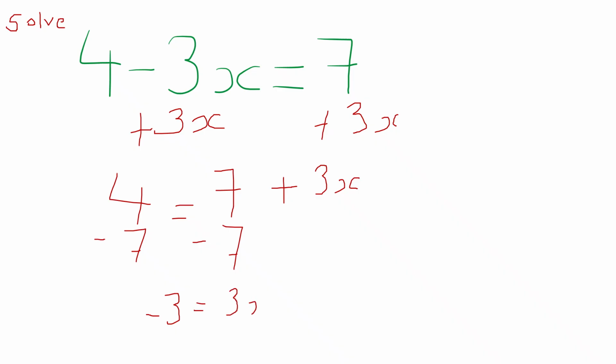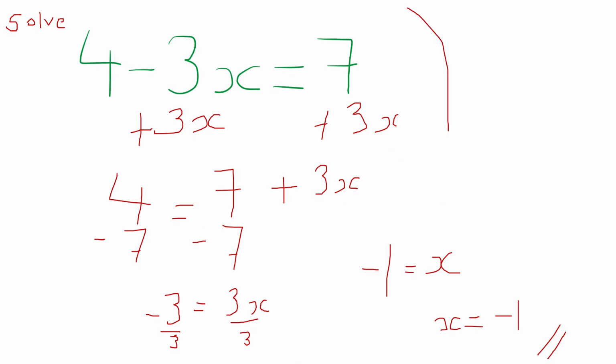Now to get x on its own, I'm currently timesing it by 3, so I'm going to divide both sides by 3. When we do that, we get minus 3 divided by 3 is minus 1, which is equal to 3x over 3. So minus 1 equals x. Therefore, x is equal to minus 1. Okay, hopefully that makes sense. That is actually my preferred way.